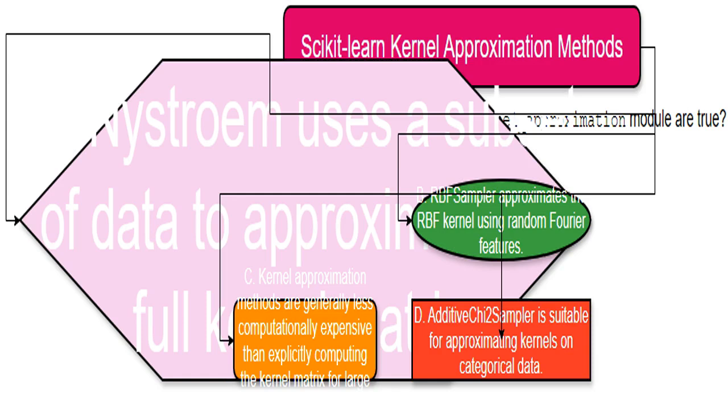Precisely. RBF sampler focuses specifically on approximating the radial basis function, RBF, kernel, a popular choice in SVMs. It uses a clever technique called random Fourier features. This method transforms your data into a higher dimensional space where the RBF kernel computations become significantly easier. It's like making a complicated calculation simpler by changing your perspective.